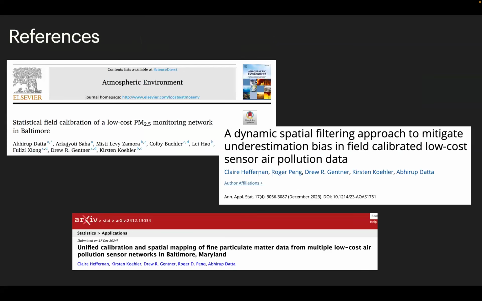Right, so that's this project of mapping air quality in Baltimore. This was the regression calibration paper. This was the diagnosis of the underestimation issue and fixing it using the GP filter. And then the multi-network GP filter is currently on arXiv.